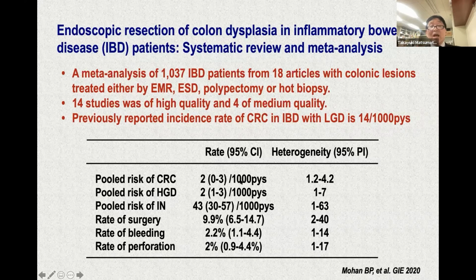And this 2 out of 1,000 patient years was much lower than the previously reported incidence rate of CRC in IBD with low grade dysplasia, which was calculated to be 14 out of 1,000 patient years. This finding may partly support the notion that endoscopic resection may be appropriate for patients with inflammatory bowel disease.